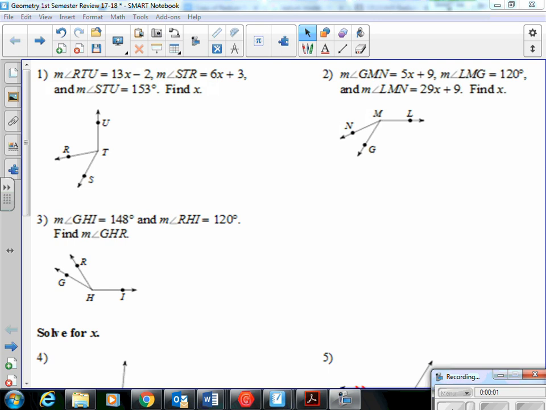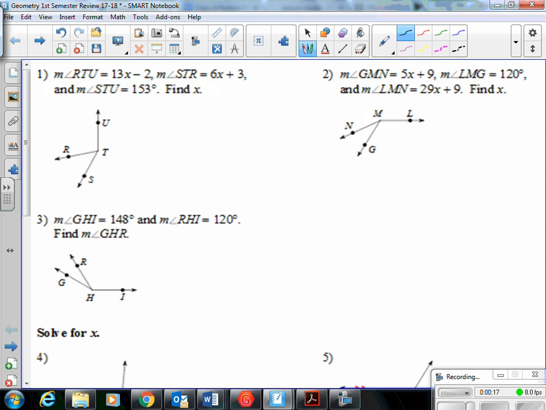Number 1, measure of angle RTU equals 13x minus 2. Measure of angle STR equals 6x plus 3. And the measure of angle STU equals 153. Find x. So RTU is 13x minus 2. STR, 6x plus 3. And the whole thing is 153.